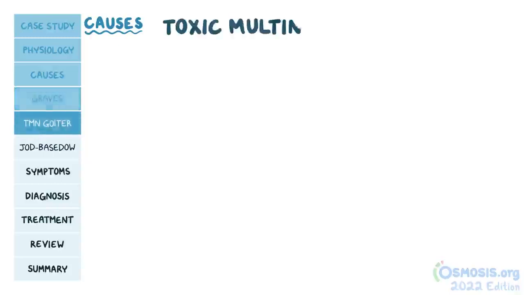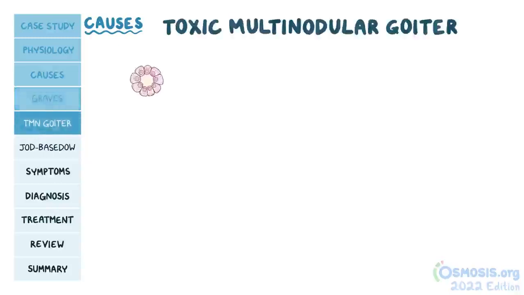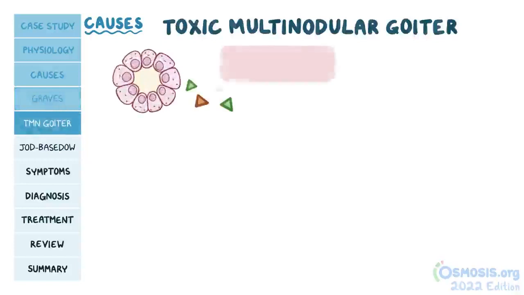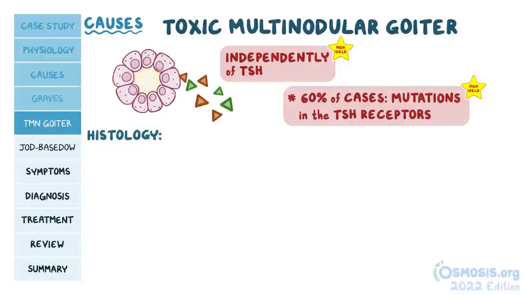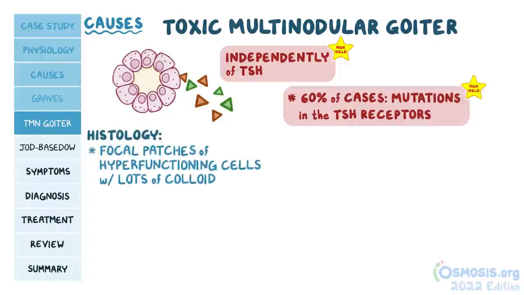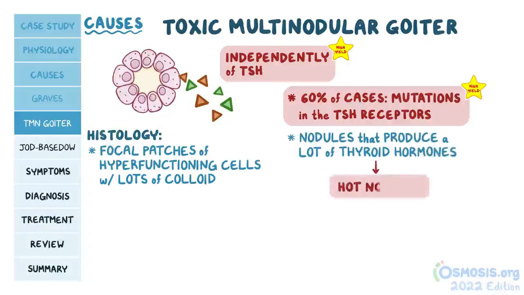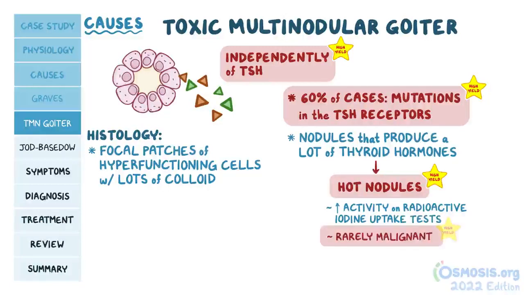Another cause is toxic multinodular goiter, where one or more follicles start growing bigger and generating lots of thyroid hormones independently of TSH. A high-yield fact is that in about 60% of the cases, this happens due to mutations in the TSH receptors that inappropriately keep these follicular cells active. On histology, this appears as focal patches of hyperfunctioning cells with a lot of colloid inside. Now, nodules that produce a lot of thyroid hormones are called hot nodules because they show increased activity on radioactive iodine uptake tests. Fortunately, they are rarely malignant.